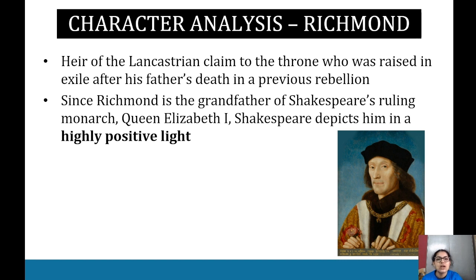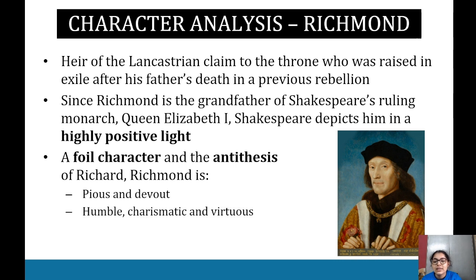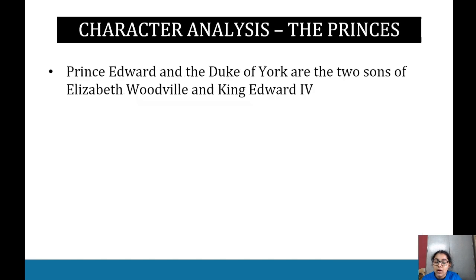Gods and good angels are on Richmond's side. That paints a lot for you. He's a foil character and he's the antithesis of Richard. And Richmond is pious and devout. He's humble, charismatic, and virtuous, the rightful heir to the throne by God.